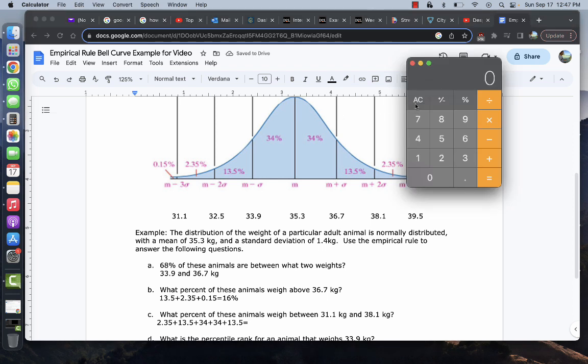So let me add those up. 2.35 plus 13.5. The two 34s are 68, so I'm just going to do plus 68 plus 13.5. That's 97.35%.